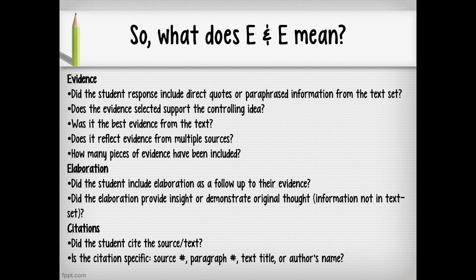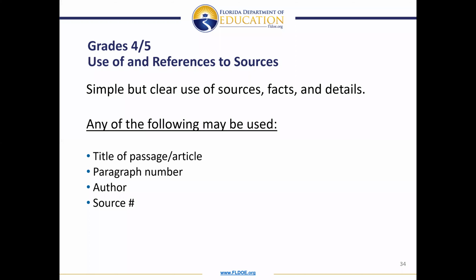And then finally, citations. Did the student cite the source or text? And is the citation specific, meaning source number, paragraph number, text title, or author's name? We're going to talk a little bit more about the citations and the referencing on the next slide so that you truly understand what students need to do to be proficient in this category. But just so you are reminded, this is the most challenging domain on the entire rubric because it's really asking students to show synthesis across sources or across texts, where they're able to control the information. I can pull something from this source and something from this source to back up my controlling idea or my opinion.